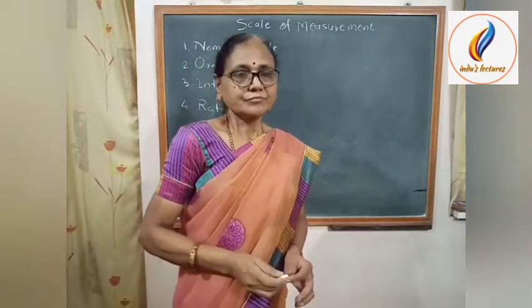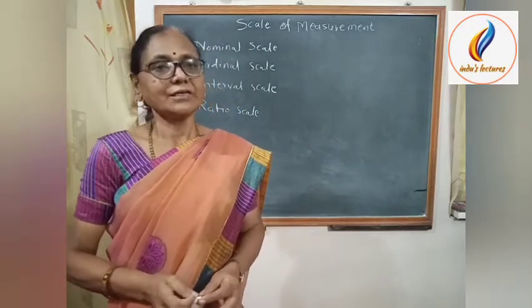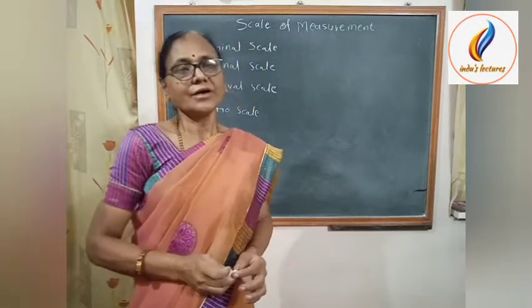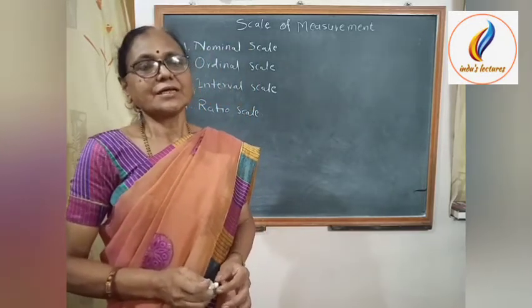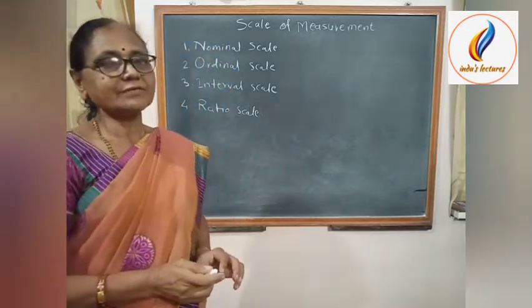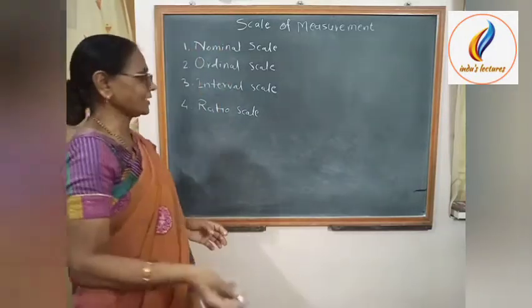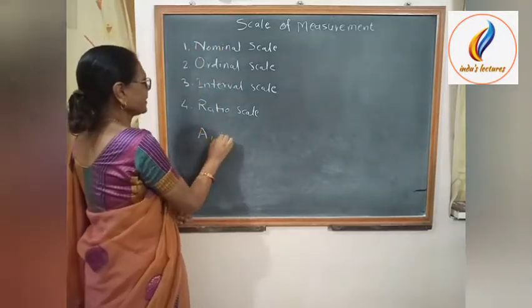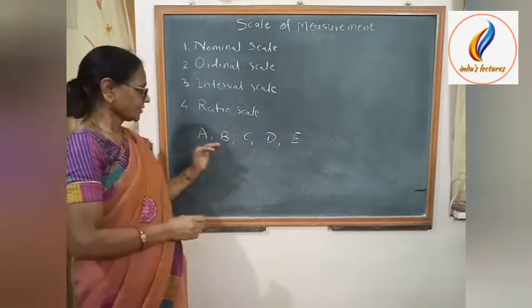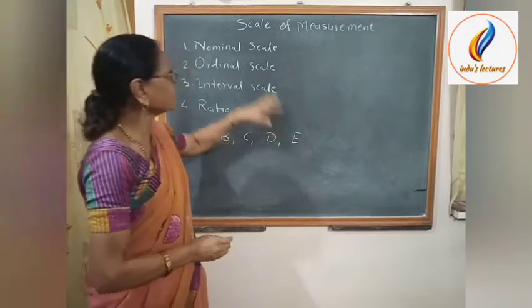Suppose 400 students are admitted in 11th class. Then they are divided into divisions. Say they are divided into 5 divisions. Then each division is named with capital letters, say A, B, C, D, E. This series or this scale of measurement is called nominal scale.